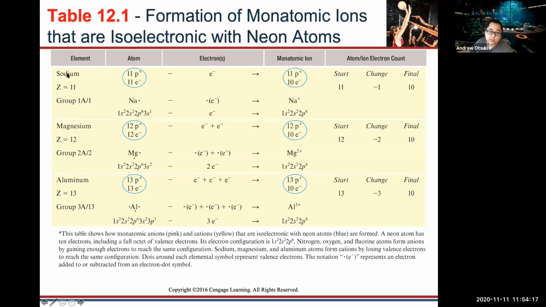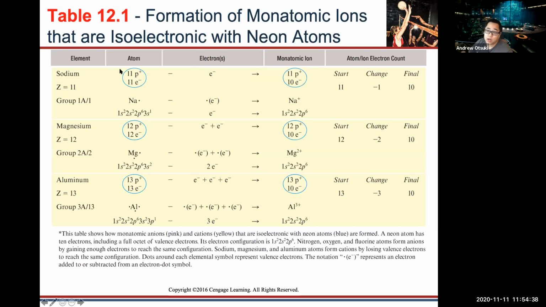In this case, we can see sodium. It's in group 1. We see here that in the neutral element, it has 11 electrons, so it has an excess of 1 electron. So it wants to lose 1 electron to become isoelectronic, with 10 electrons, with the neon atom here. So the final electron count is 10.